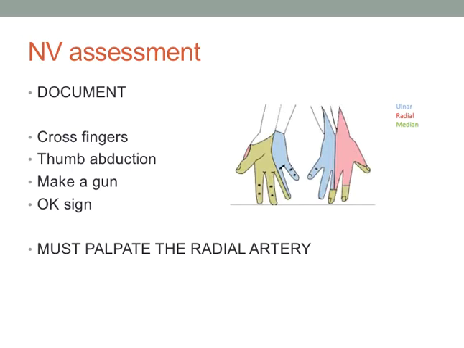So I ask them to cross their fingers, stick their thumb up in the air, make a gun and an OK sign to check the ulnar, median, radial and anterior interosseous nerves respectively.